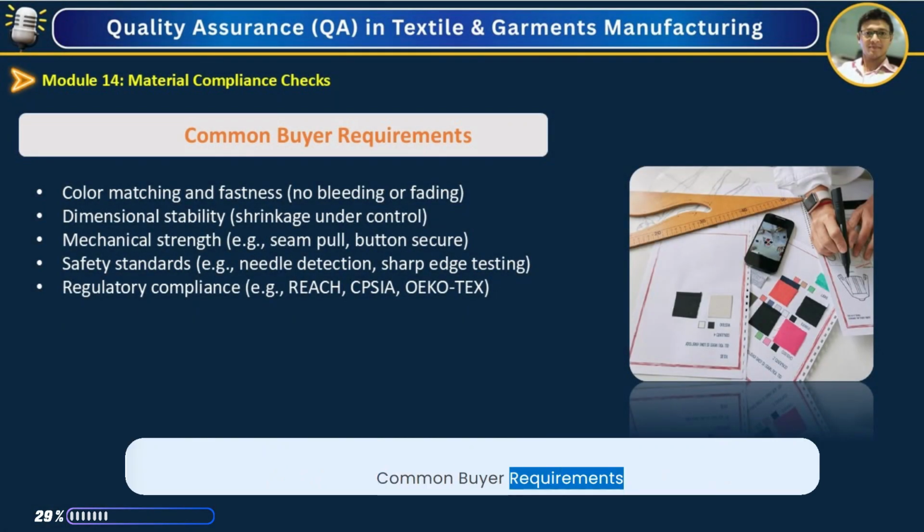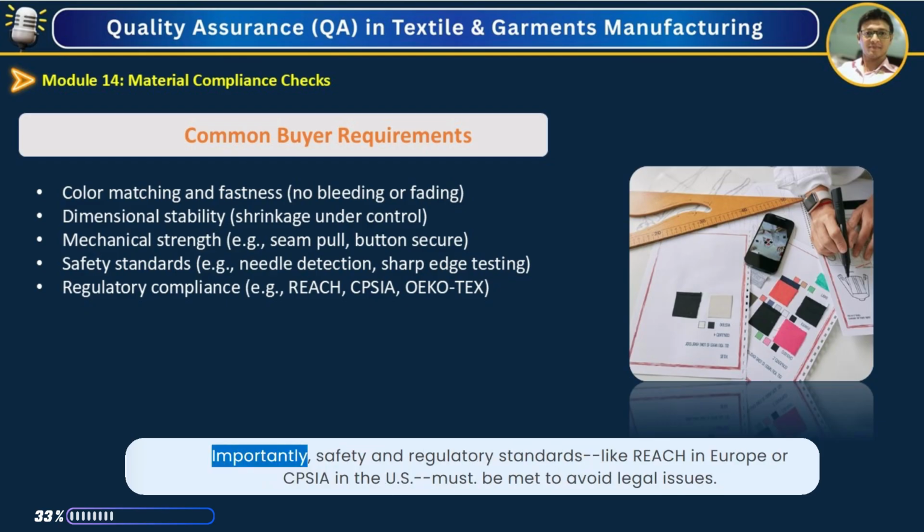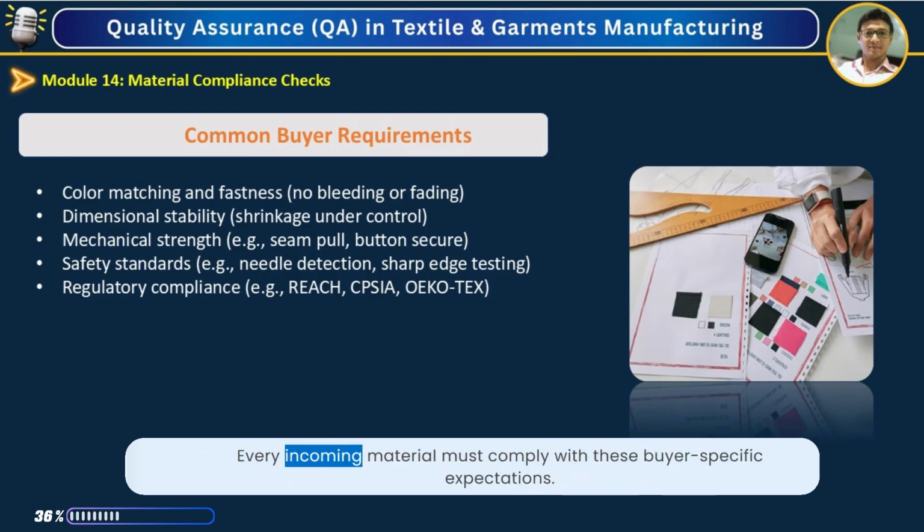Common buyer requirements. Buyers have specific quality and safety standards. These can include color fastness to avoid bleeding during washing, control over shrinkage, and strong stitching components. Importantly, safety and regulatory standards, like REACH in Europe or CPSIA in the US, must be met to avoid legal issues. Every incoming material must comply with these buyer-specific expectations.